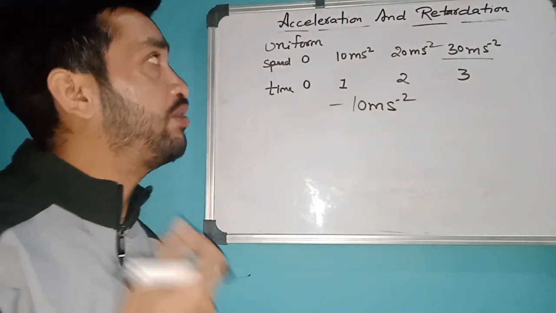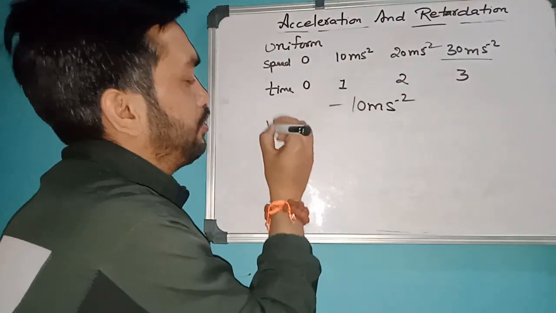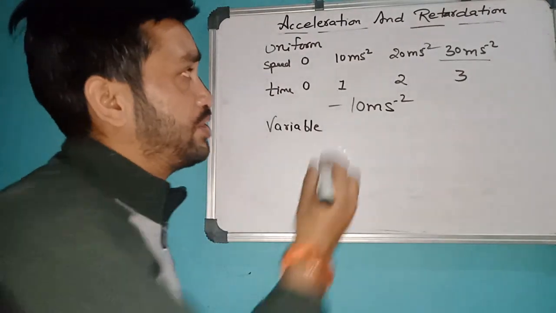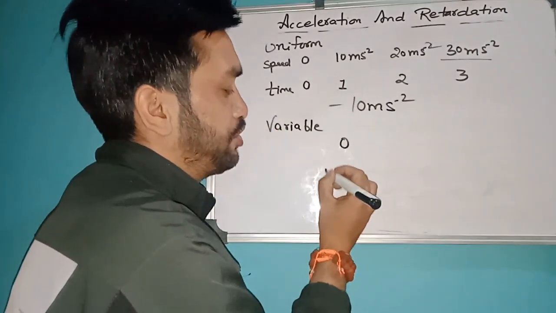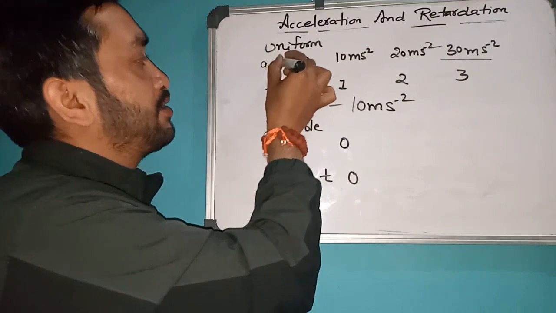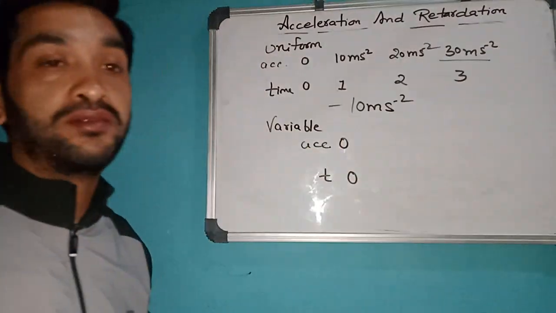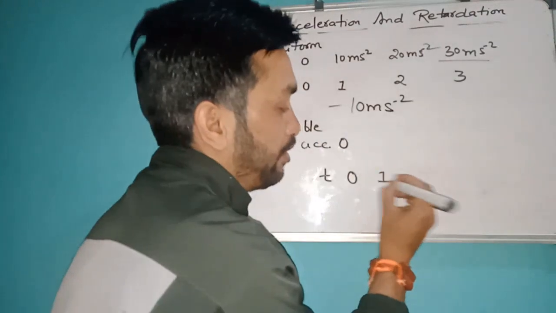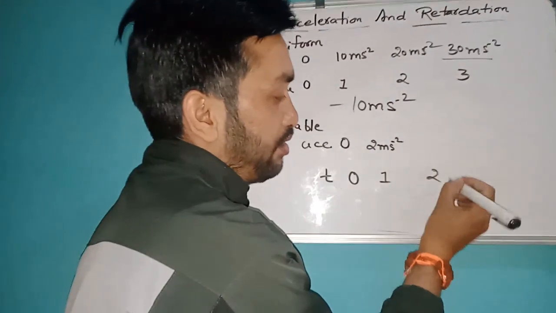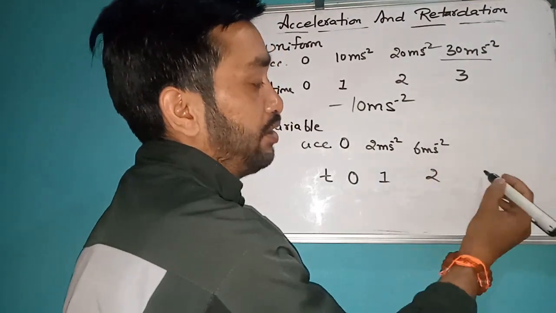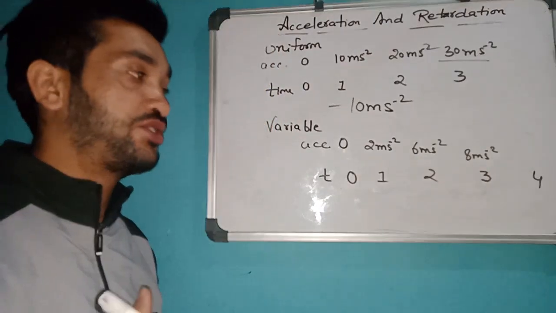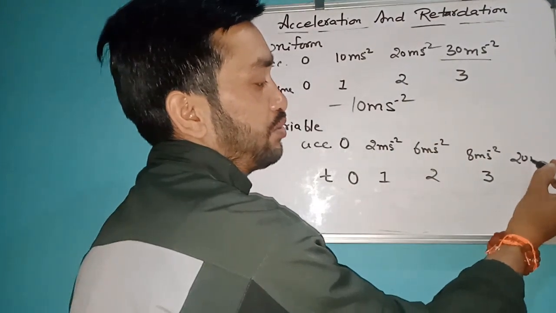Now what about variable retardation or variable acceleration, which is also called non-uniform acceleration. For variable, see, same example, 0, 0. This is your time and this is your, sorry, not speed here, correction, this is acceleration. Now suppose in the first second the acceleration was 2 meter per second square. In the second second it was 6 meter per second square. In the third it was 8 meter per second square. In the fourth the body reached a highway and now the acceleration is, suppose, 20 meter per second square.